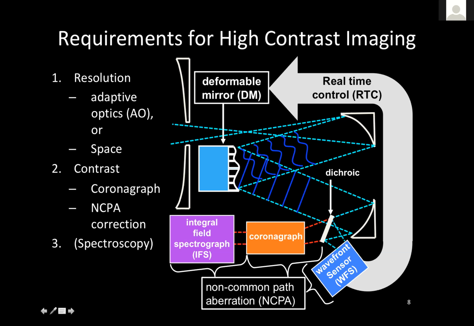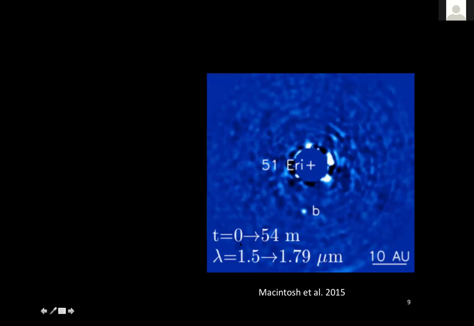And then you need ways of correcting or improving contrast. Even with a perfect adaptive optics system, you won't reach a very deep contrast. So we use coronagraphs and various speckle subtraction techniques. NCPA, non-common path aberration, that's all of the static or quasi-static aberrations in this path that aren't measured by the wavefront sensor. And so we need some other way of correcting those aberrations to improve in contrast.